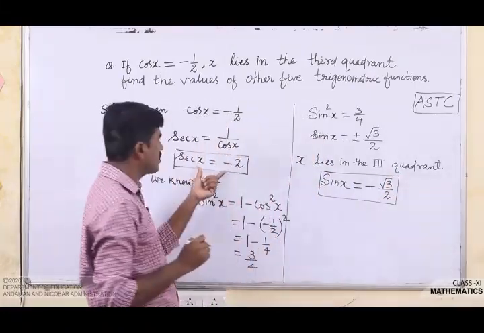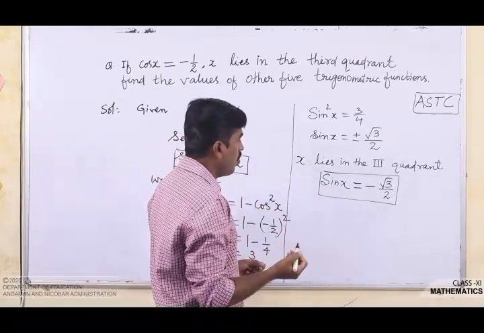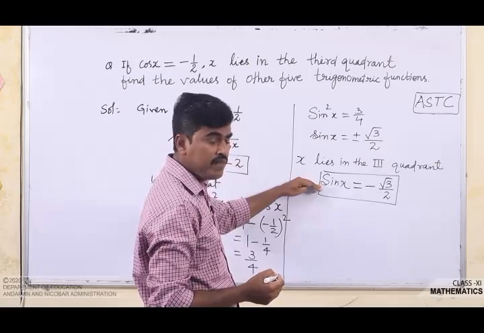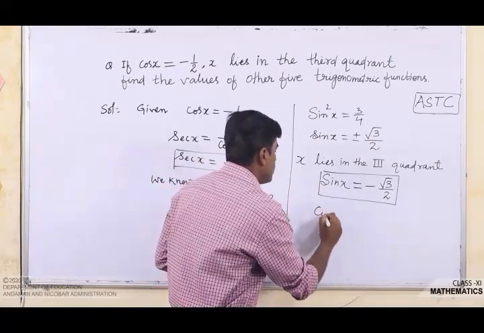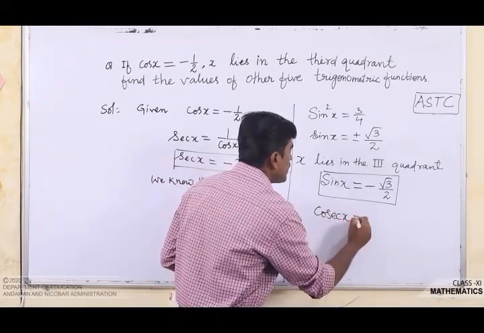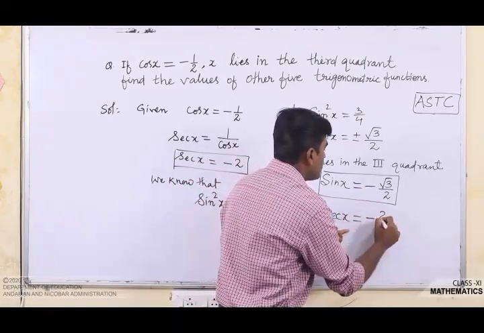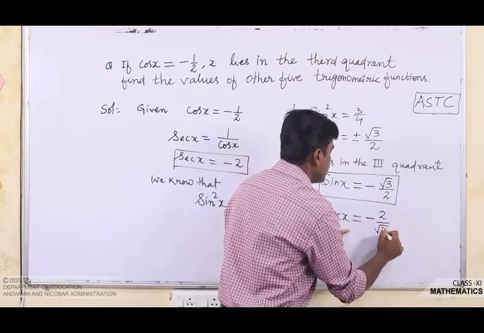So we got sec x and sin x. Now we will find cosec x, that is the reciprocal of sin x. So cosec x can be written as the reciprocal of sin x. So it will be minus 2 upon root 3.